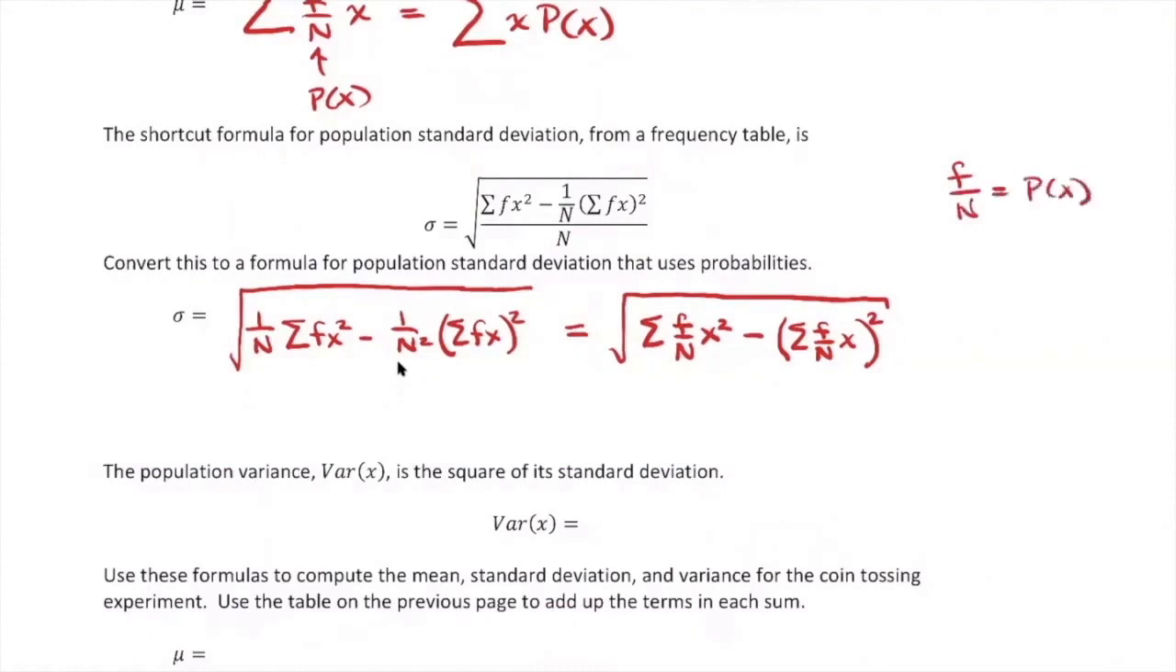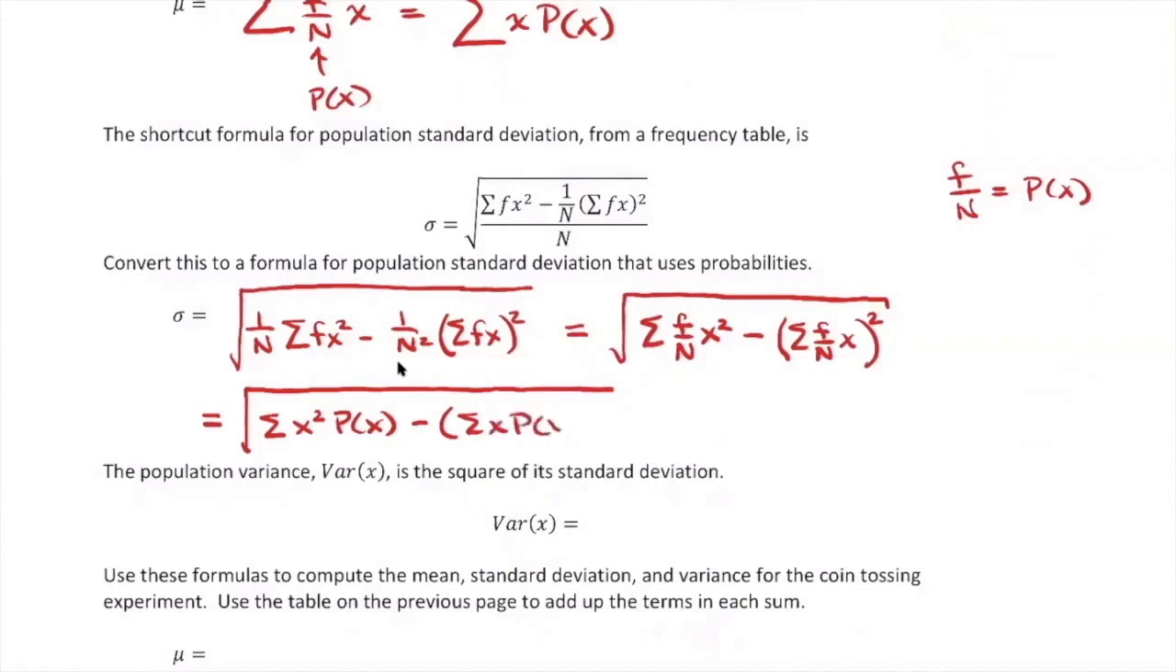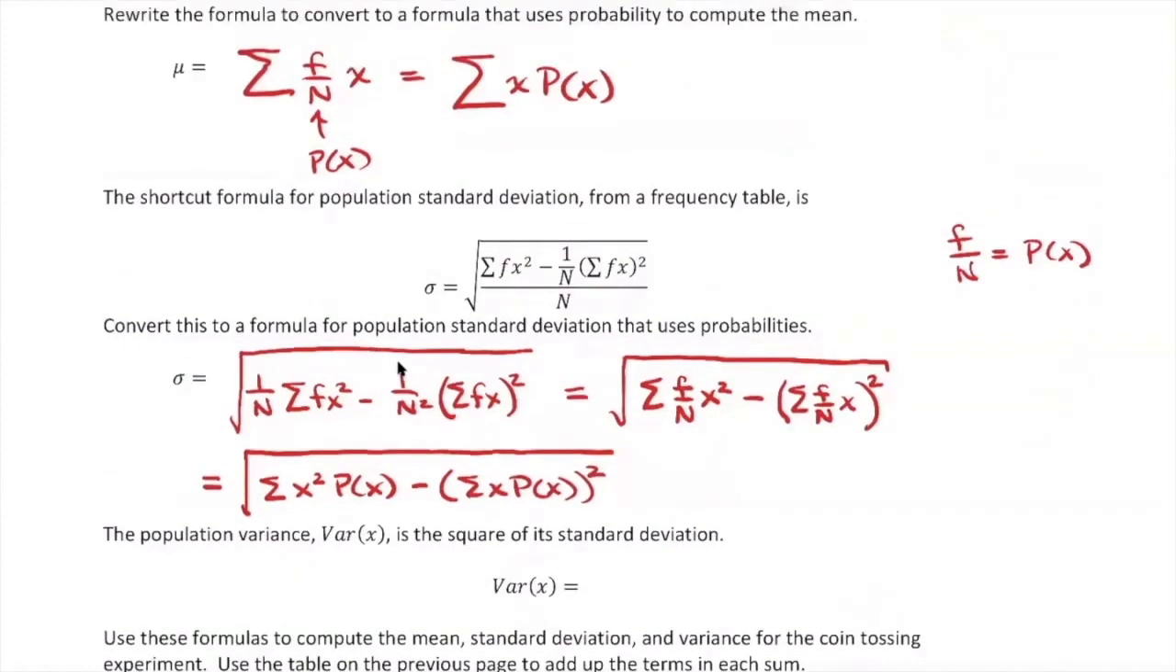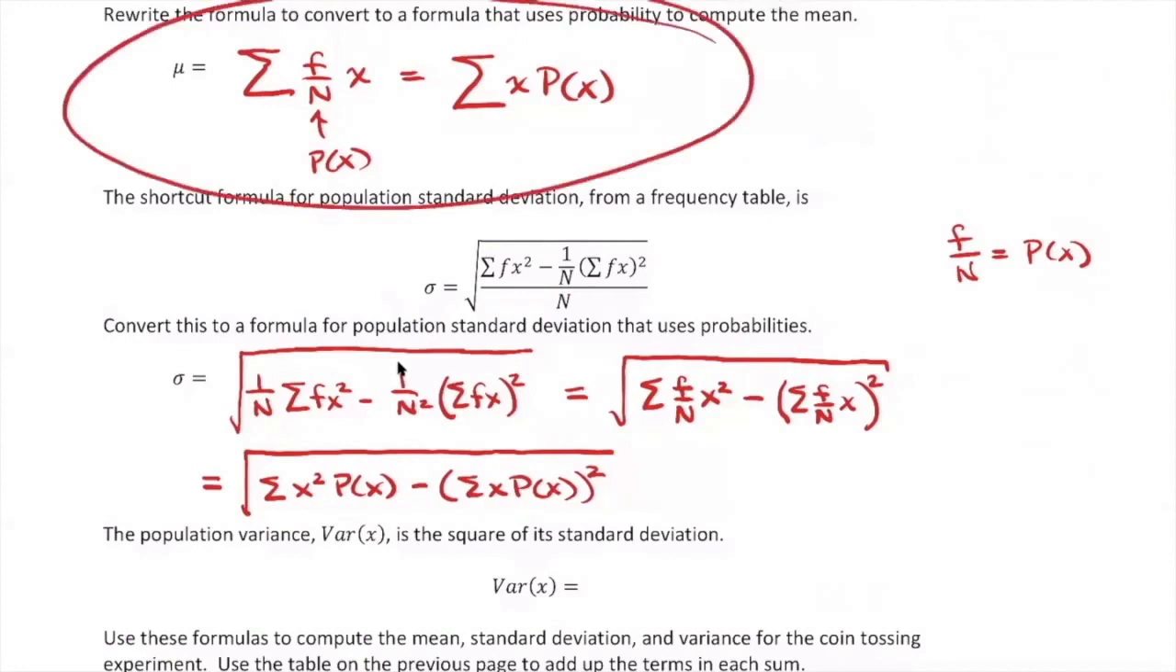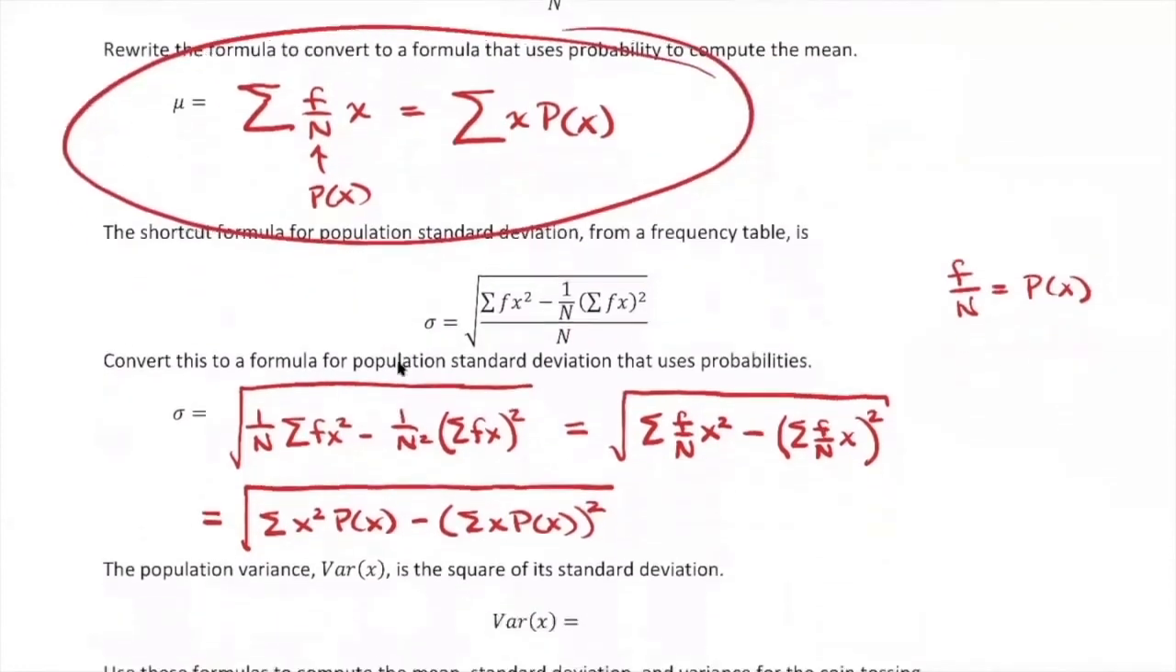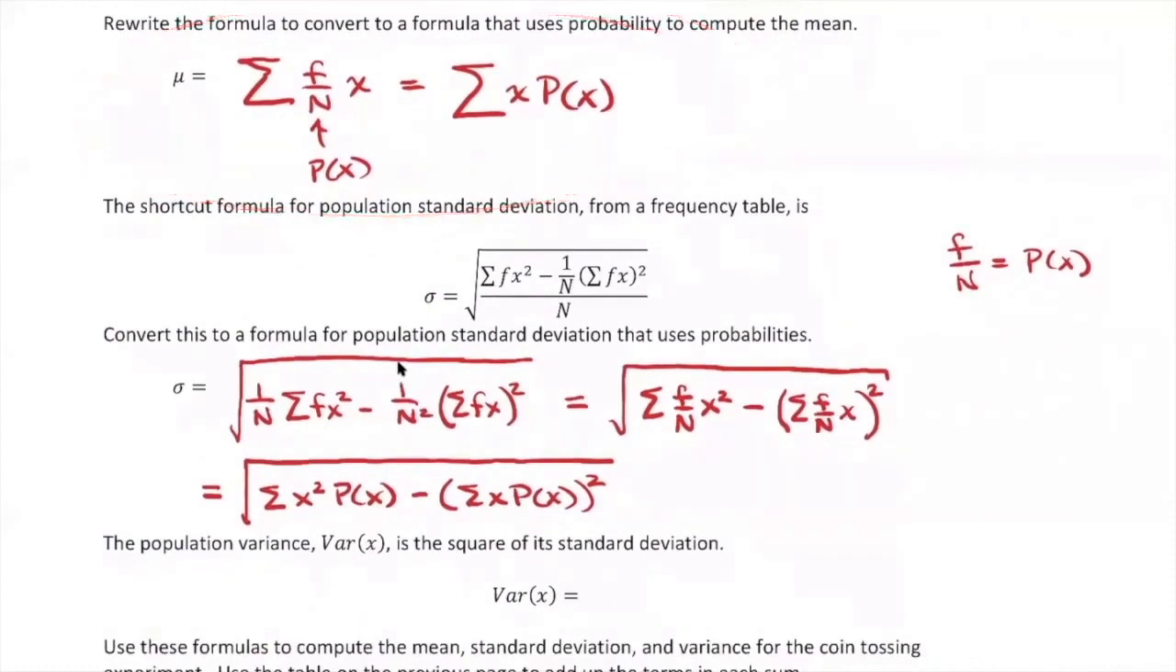That's just a probability. You can finish this up by saying, oh, well, that is just the sum of x squared times p of x minus, in parentheses, the sum of x times p of x, quantity squared. And then reminding you up above, the sum of x times p of x is the mean of the distribution. We use a mu for a population mean now. Okay, so that's the mean of the probability distribution.